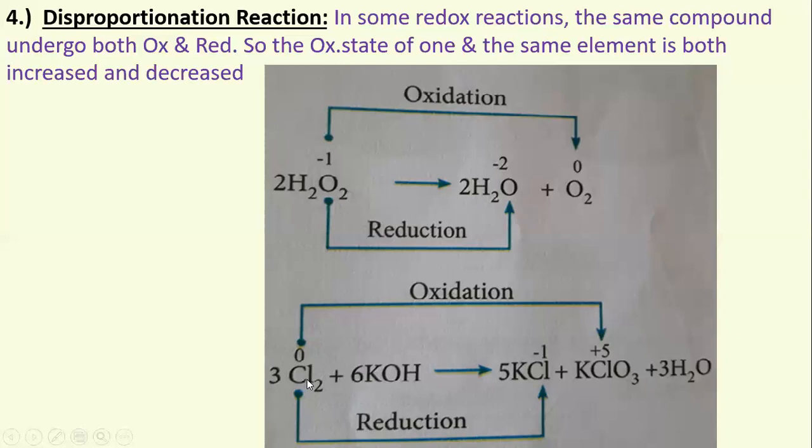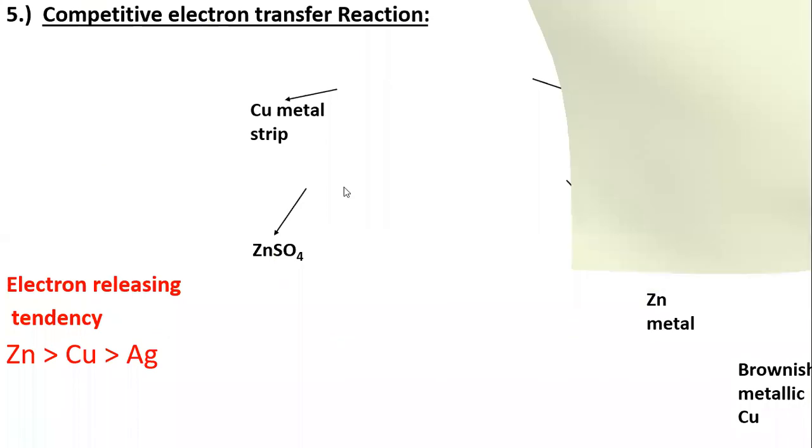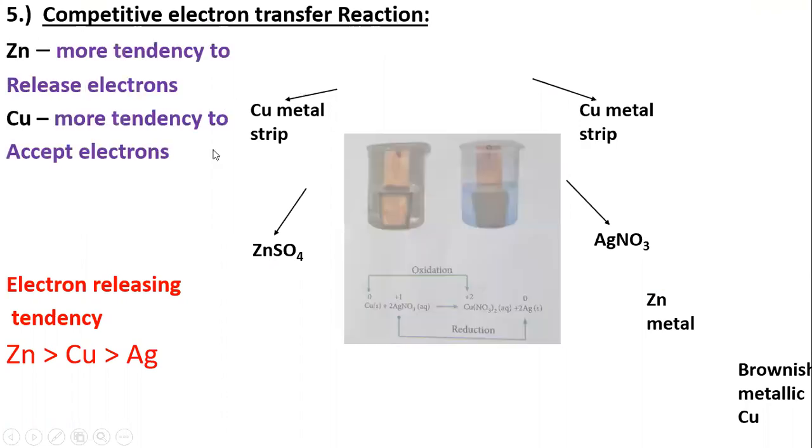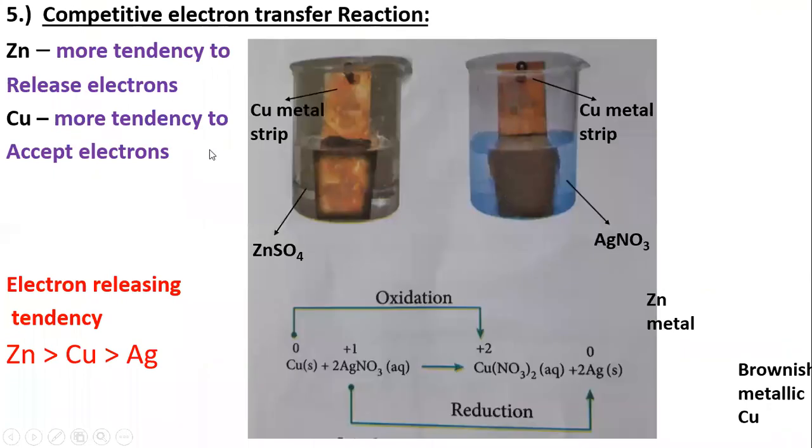The chlorine will have 0 oxidation state on the reactant side, whereas on the product side it will have -1 and then +5 oxidation state. Right? So next we'll move on to the fifth type, competitive electron transfer reaction. In this word itself you can understand what it means. Competitive, there will be an electron transfer that takes place in a competitive manner.